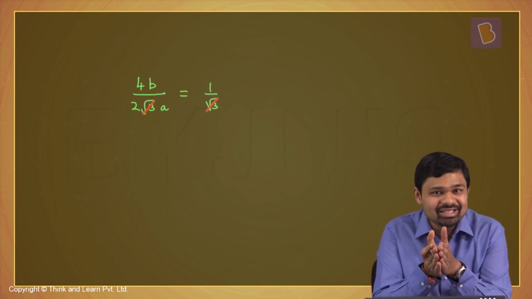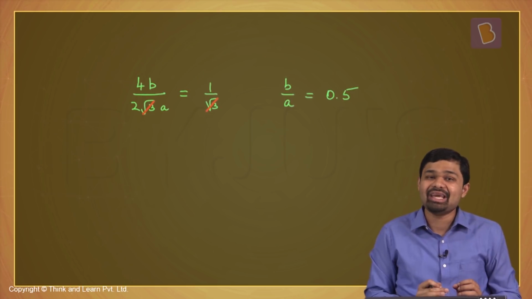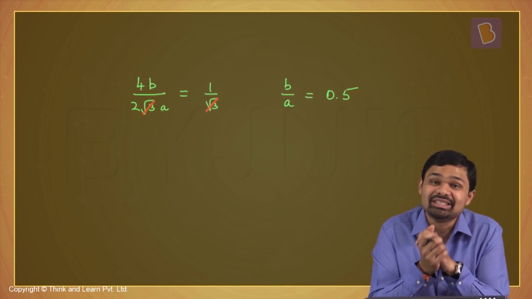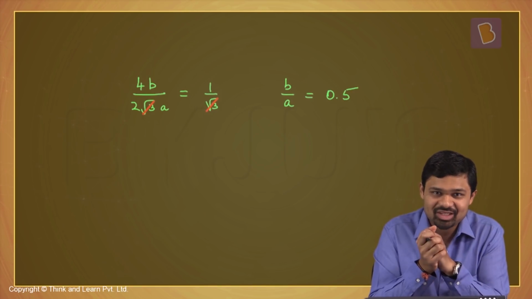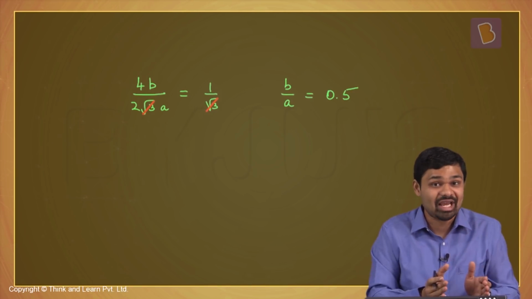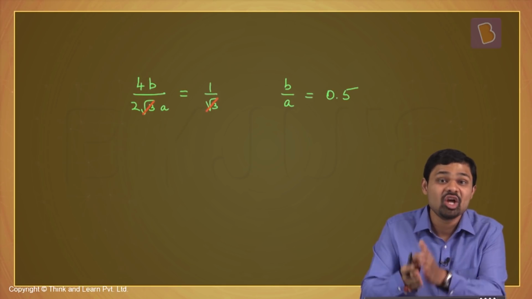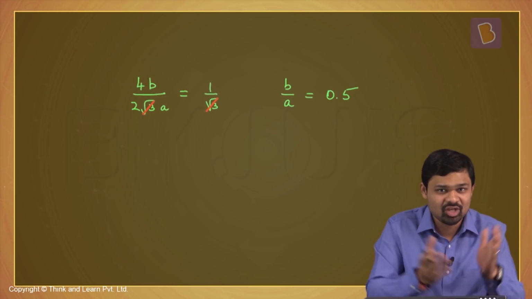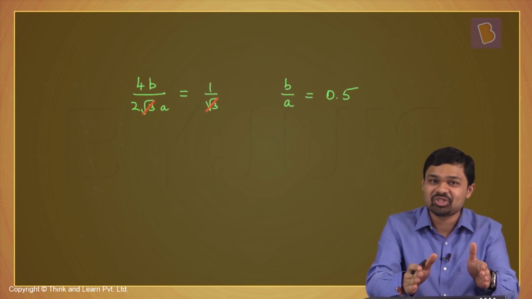So this means that my b by a is going to be 1 by 2, which is nothing but 0.5. So b by a is 0.5. It's a numerical kind of question which we have to answer to exactly 2 decimal points at max. So 0.5 is the correct answer to this question.